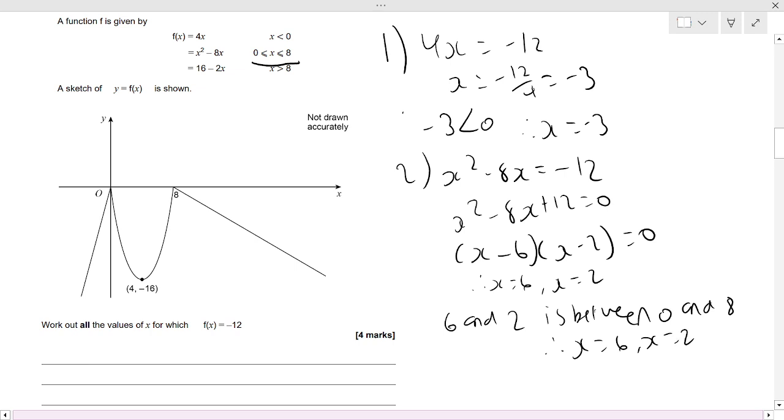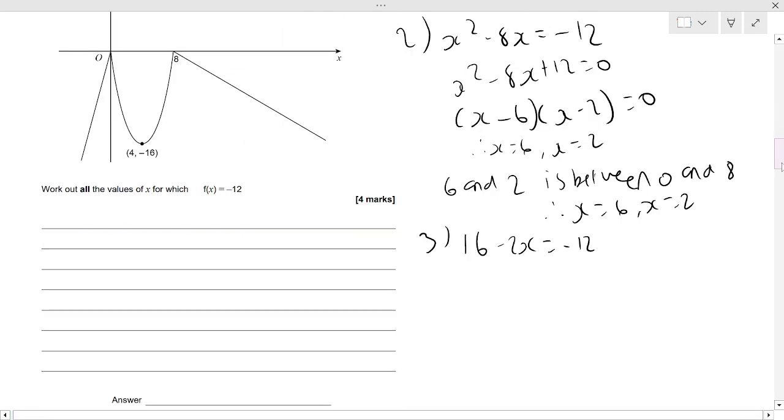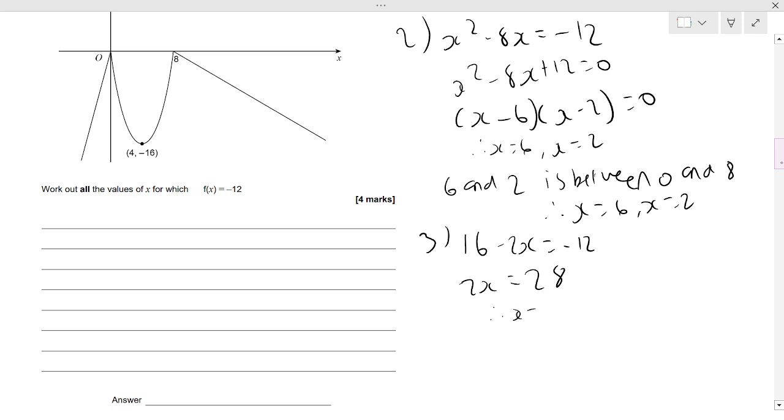And so then the third part, we need to consider the third mini function, 16 minus 2x. So 16, sorry, minus 2x has to equal -12. And then we can solve it. Well, 2x is going to equal 28, if I add the 2x to the right and the -12 to the left. And then 16 add 12 is 28. There we go. Therefore, x is going to be 14, right?